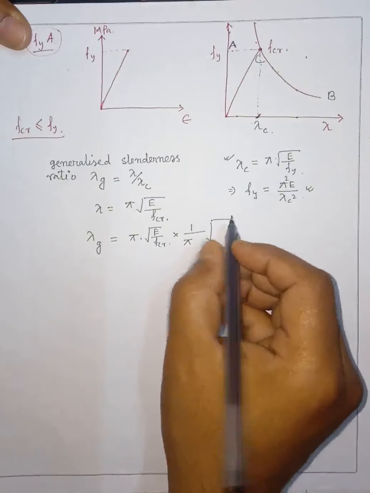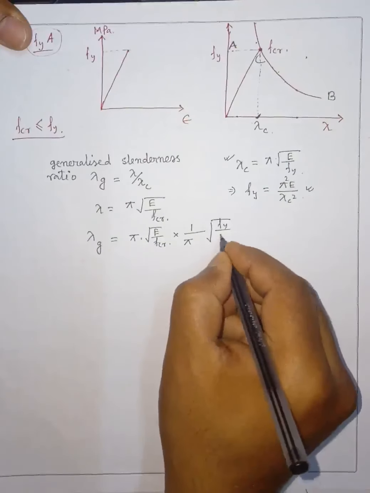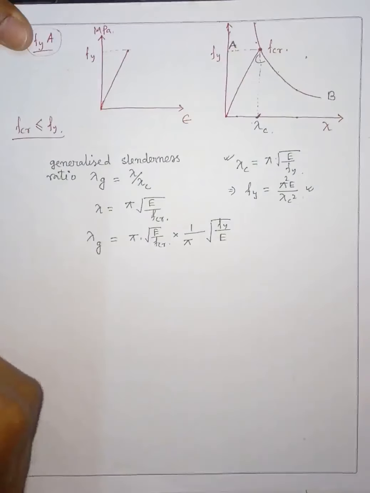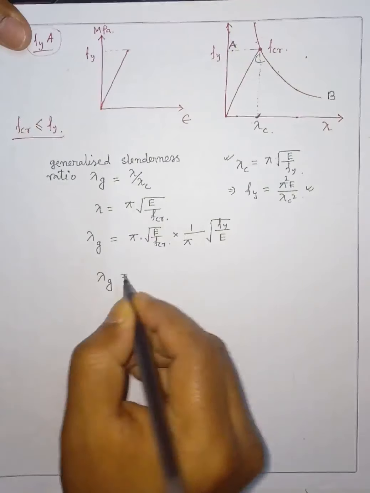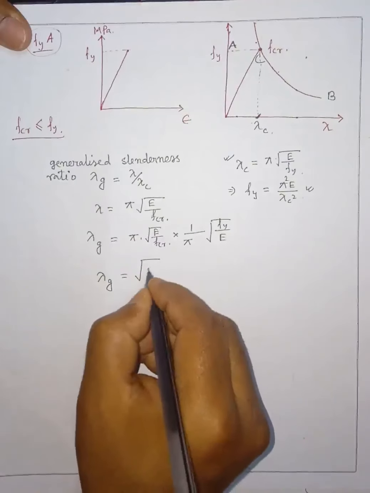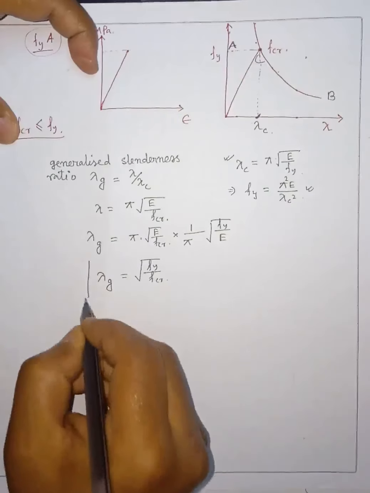So lambda c is equal to this, so Fy will go up, and this E will be cancelled from both sides, pi will be cancelled from both sides. So lambda g is equal to root under Fy by FCR.